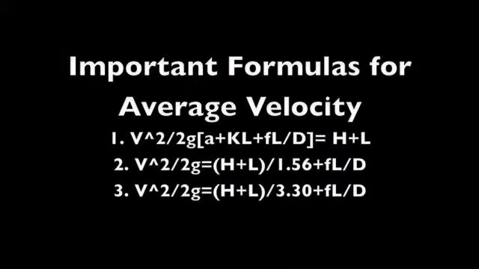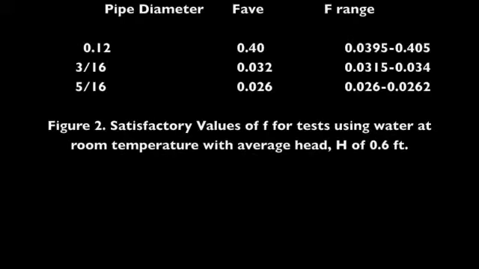Here are some important equations for average flow velocity in a pipe. For given values of H, L, and D, equations 2 and 3 can be solved for V as a function of F. The procedure is to assume a reasonable value of F, solve for V, calculate the Reynolds number, and from the Moody diagram, obtain a new value of F. Values of F for tests using water at room temperature with average head of 0.6 foot are seen in Figure 2.